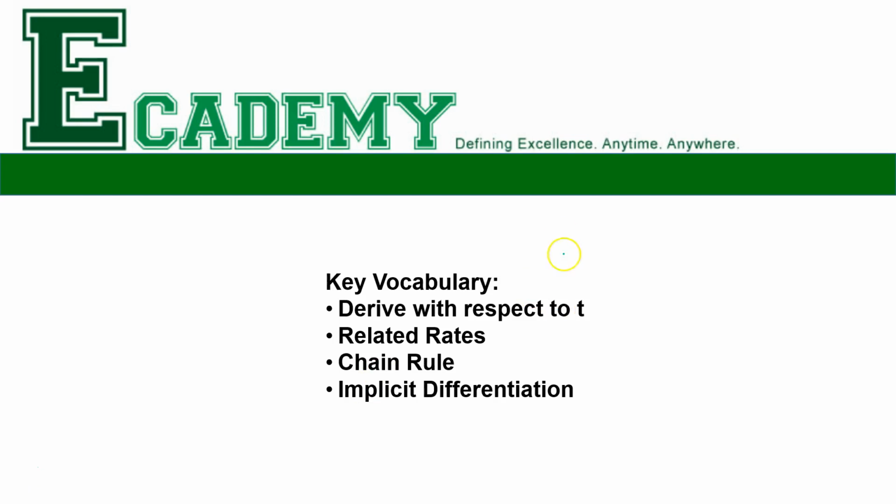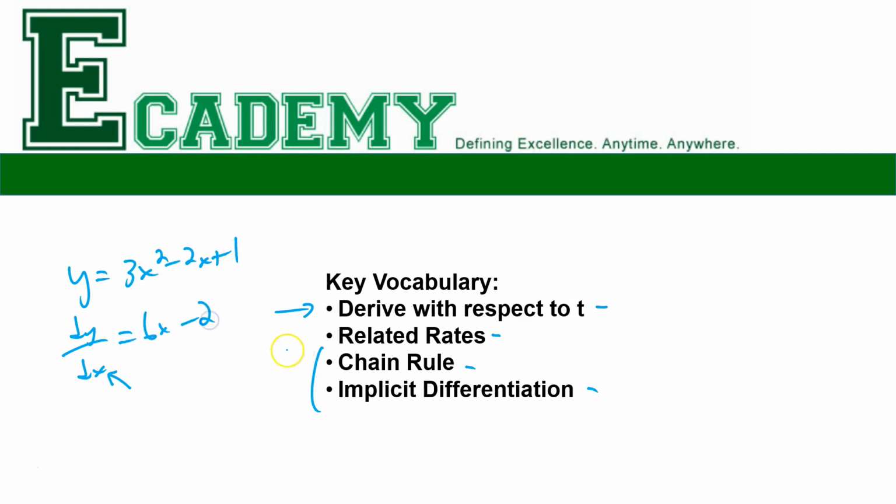So, key vocabulary: derivative with respect to t, related rates, chain rule, and implicit differentiation. So we've talked about chain rule and implicit differentiation. Deriving with respect to t is a little bit different. Usually we derive with respect to x. Like if you have y equals 3x squared minus 2x plus 1, the derivative with respect to x, whatever variable is down the bottom here, that's what you're deriving with respect to, would be 6x minus 2.